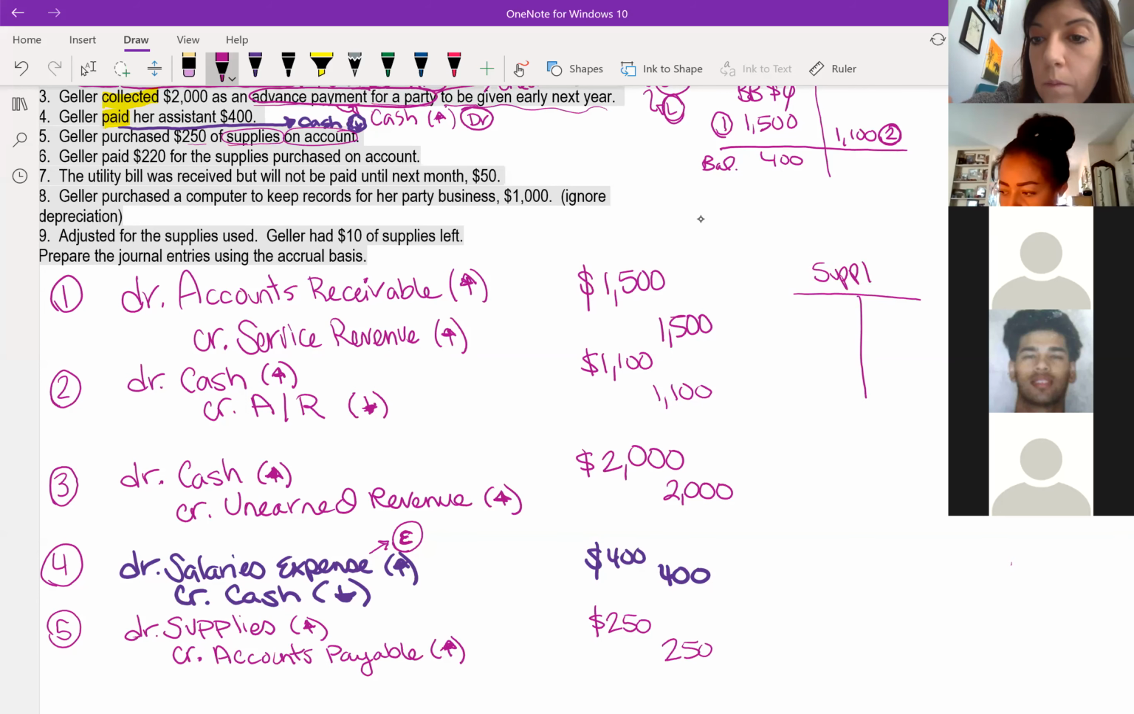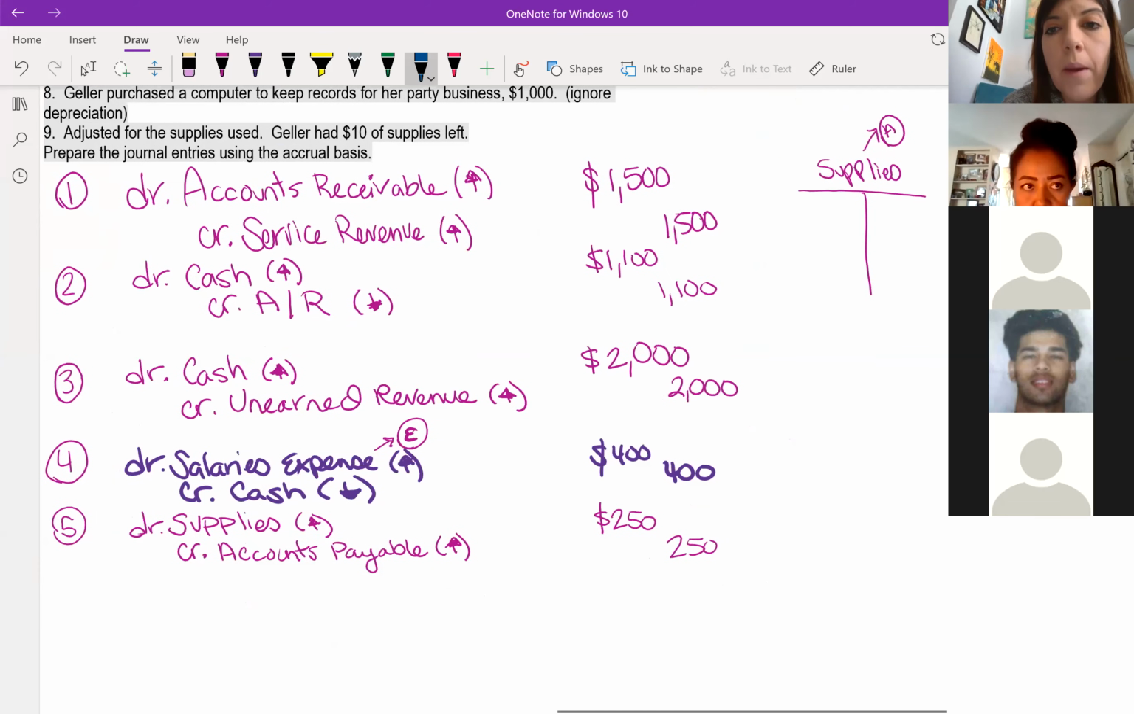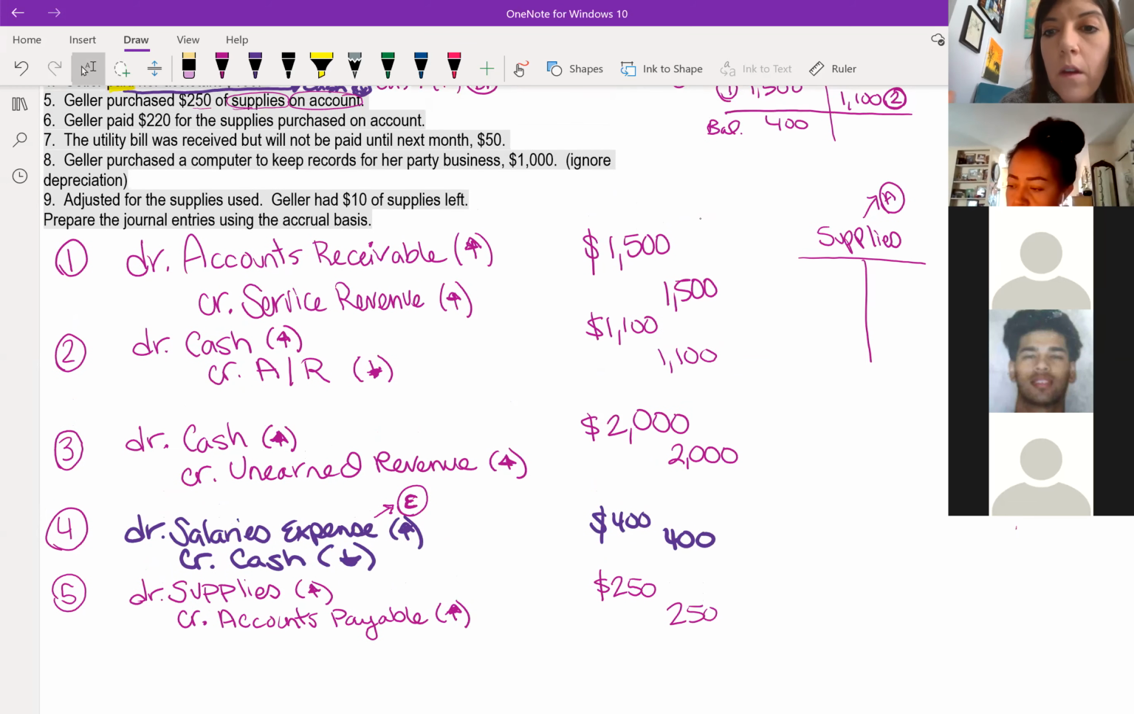Professor Wade, when it means on account, that means you don't pay it right away, right? Correct. So purchases on account are always accounts payable, meaning that you owe that amount and you're going to pay it later. So for my supplies T account, we have a beginning balance of 0. Now we've purchased supplies and we have $250 of supplies available to be used in the future.